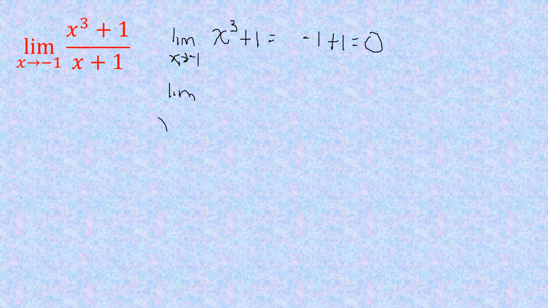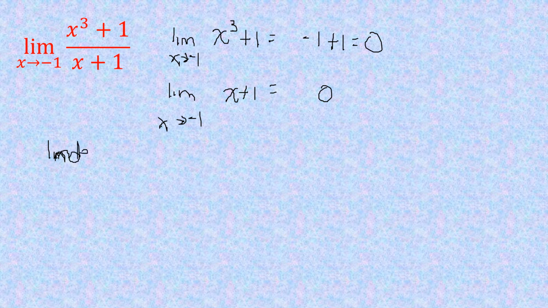All right, let's try the next one. Now, when we try to do a direct substitution for this one, we get the limit as x approaches -1 of x plus 3 would equal -1 plus 1, which is equal to 0. Then we get the limit as x approaches -1 of x plus 1, the denominator, and that's equal to 0. So that would give us indeterminate 0 over 0.